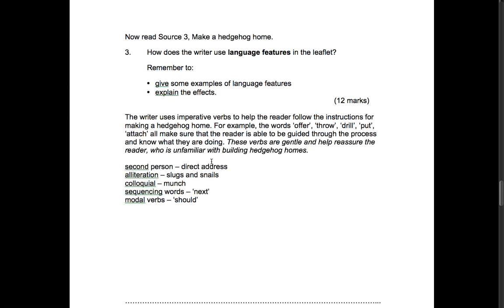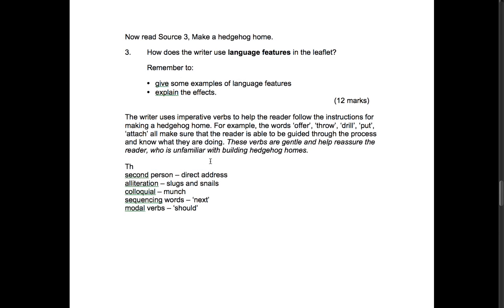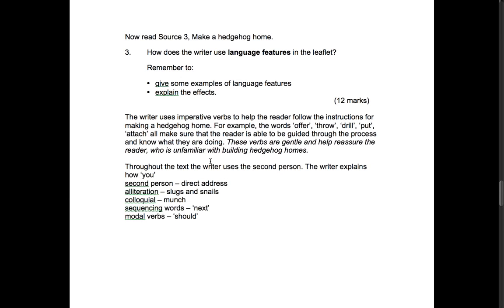Let's write up this second idea about the second person. Throughout the text, the writer uses the second person. The writer explains how you can help your local hedgehogs by building them new homes.